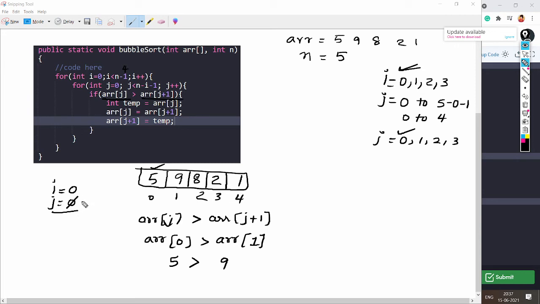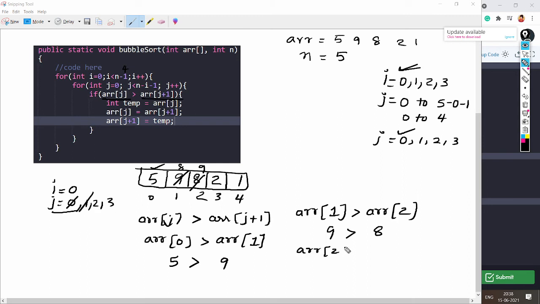Now my j will be 0, 1, 2, 3. 0 is over, so let's check with 1. Let's take j as 1. Array of j means index 1, j plus 1 means index 2. Is array of 1, which is 9, greater than 8? Yes, 9 is greater than 8. So swapping occurs: 8 and 9 are swapped. j equal to 1 is over.